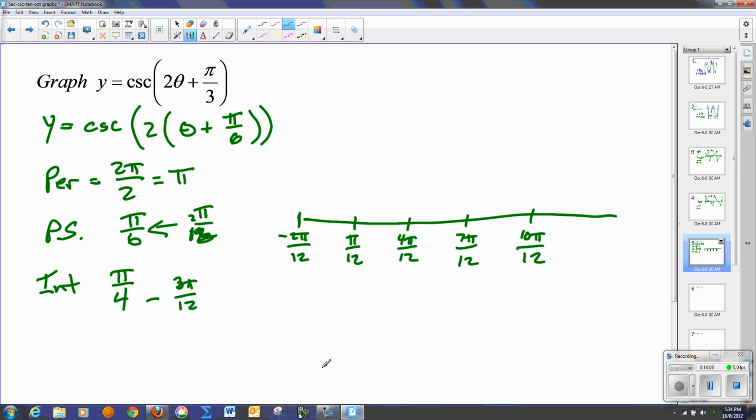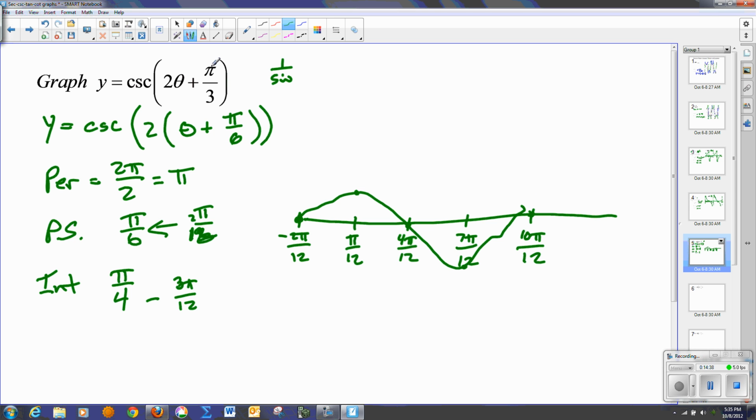So here's what I'm going to do. Like I said before, I don't bother to know what cosecant looks like. I just know cosecant is 1 over the sine. So I'm going to graph a sine graph first. Sine starts out at 0, goes to 1, 0, negative 1, 0. And so here's my sine graph. And this is what I use as a base to graph my cosecant.